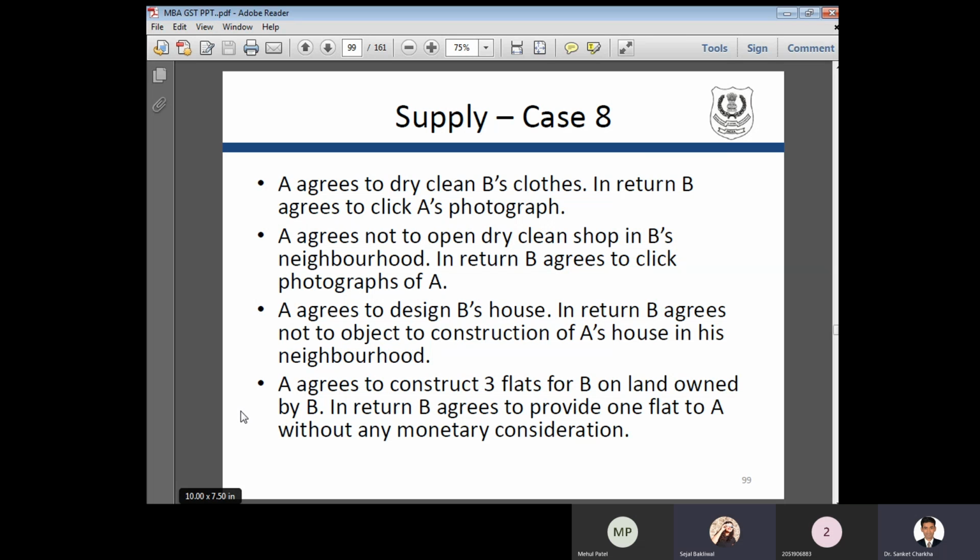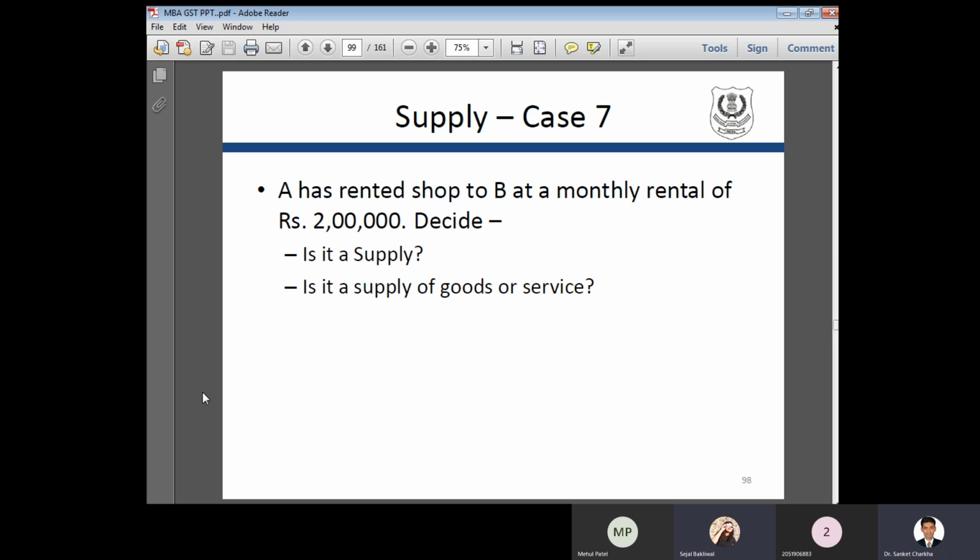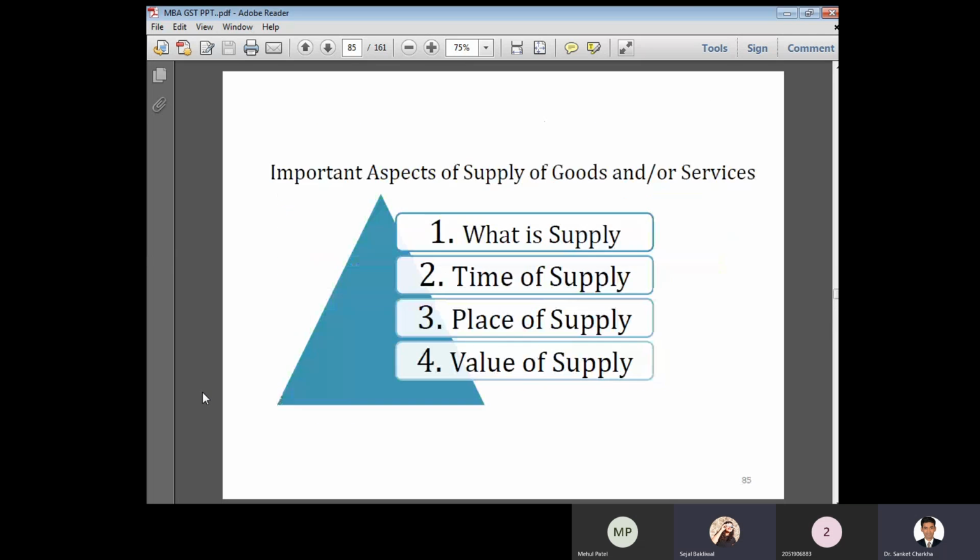Because, sir, it is an agreement between A and B that A dry cleans B's clothes and B agrees to click photographs. It is an agreement, sir. So why is it a sale and not an agreement to supply? Sell and supply are both applicable in the Sale of Goods Act and in terms of GST.